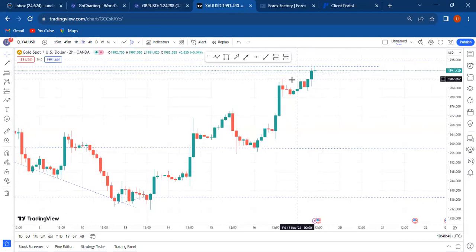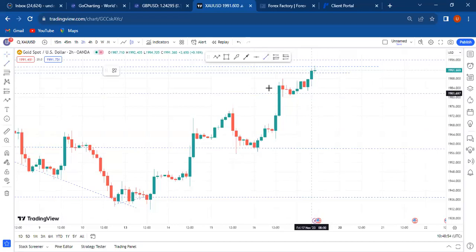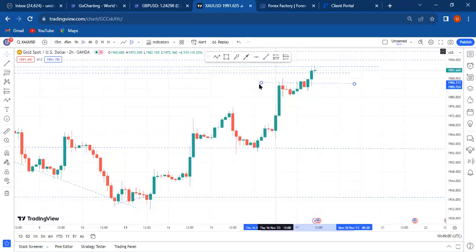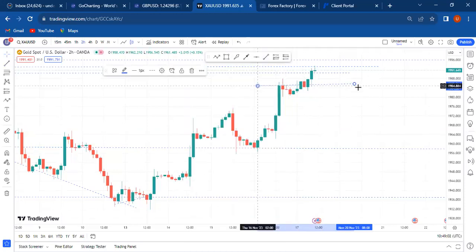You can see here, and here also, price tested this level and moved to the upside. But with what I'm seeing, I think gold will move up. But we still need to decide what it wants to do. So let gold tell you, hey, I think I'm going to buy. I'm ready now to buy.